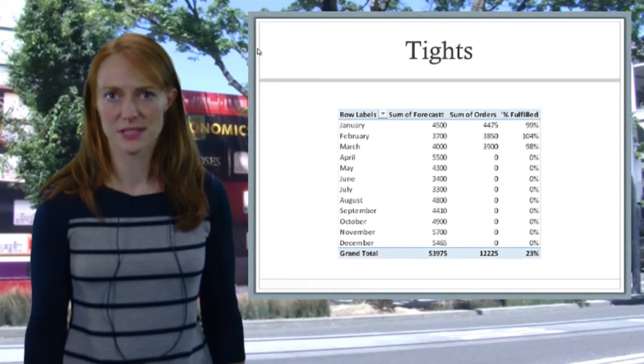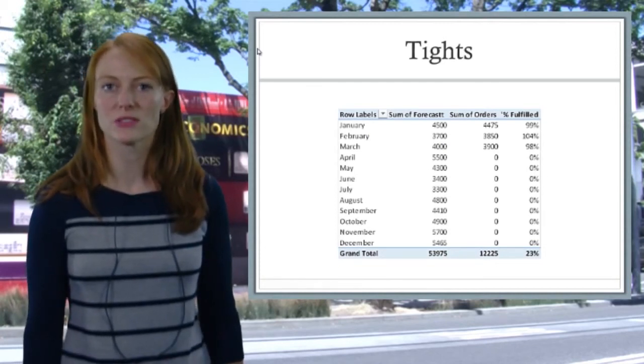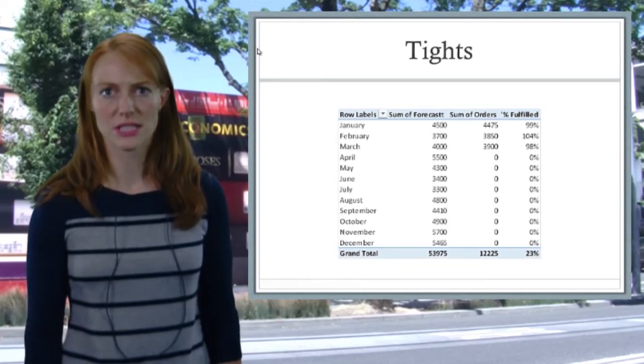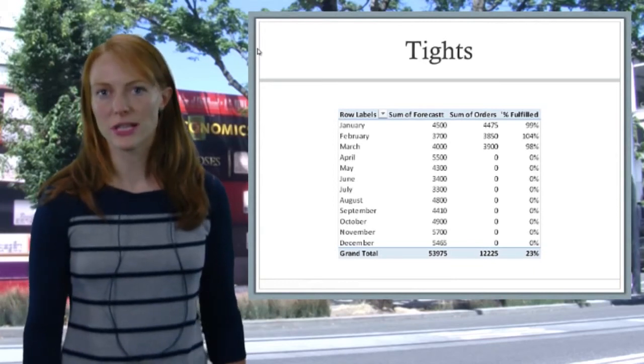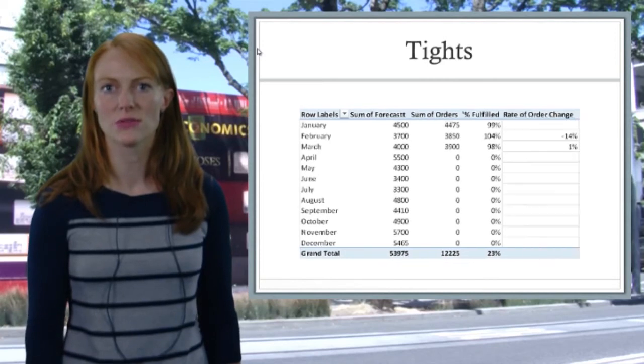We look at our percent fulfilled. It's very much on par with what we just saw in the graph. 99% in January, 104% in February, 98% in March. Seems very well planned out, so we're not too worried. Things are looking good so far.